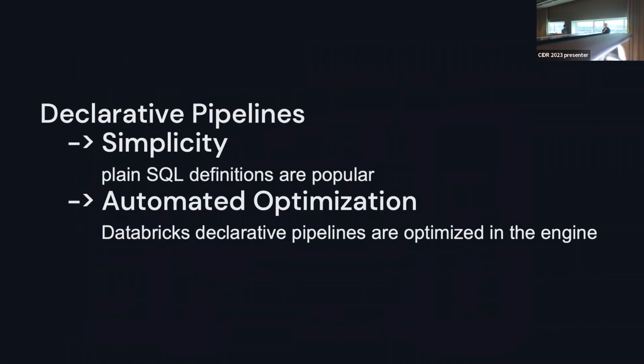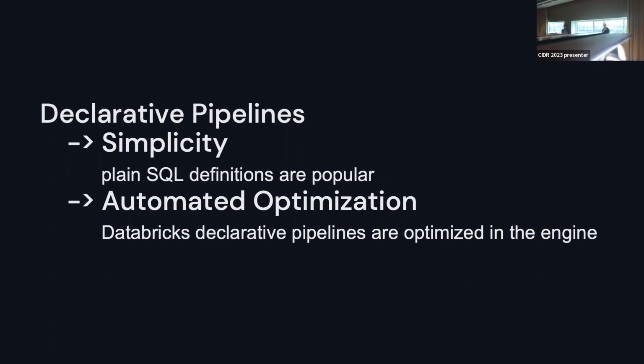Now, we want declarative pipelines to be for data engineering what SQL was for query processing. That is, like SQL, with declarativeness you achieve simplicity and automated optimization. Plain, simple SQL definitions. We are not alone in doing this. They are becoming actually very popular right now. For example, the DBT open source has a big following where people are writing transforms just in SQL.